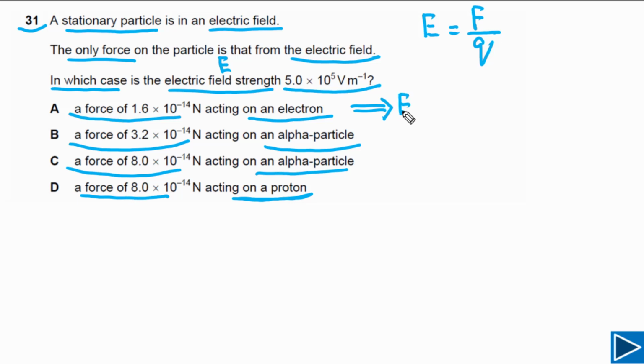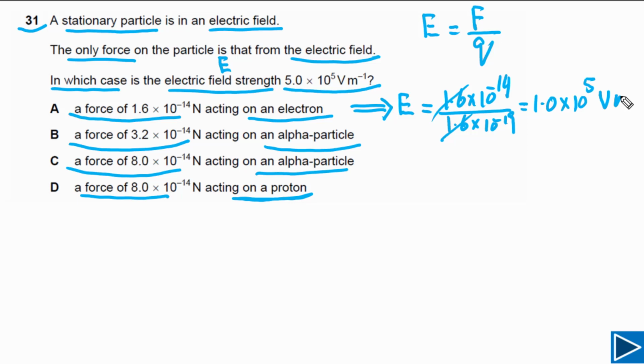So for option A, E is equal to F over Q. F is given, that is 1.6 times 10 to the negative 14. And the charge on an electron is 1.6 times 10 to the negative 19. If we solve this, we can cancel 1.6 with 1.6. Our final answer will be 1.0 times 10 to the 5 volts per meter. This is not correct. Our answer has to be 5.0 times 10 to the 5. So A is not the answer.